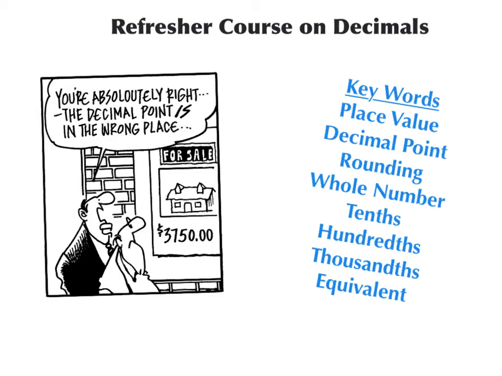This week we are going to be starting part 2 of Unit 1 on decimals. I wanted to make a quick refresher course to help you remember some key concepts from your elementary days. Here are some key words to keep in mind throughout the video. Place value, decimal point, rounding, whole number, tenths, hundredths, thousands, and equivalent. Some of these words may look familiar because decimals and fractions are equivalent forms of each other, and you will see that later on in the video.